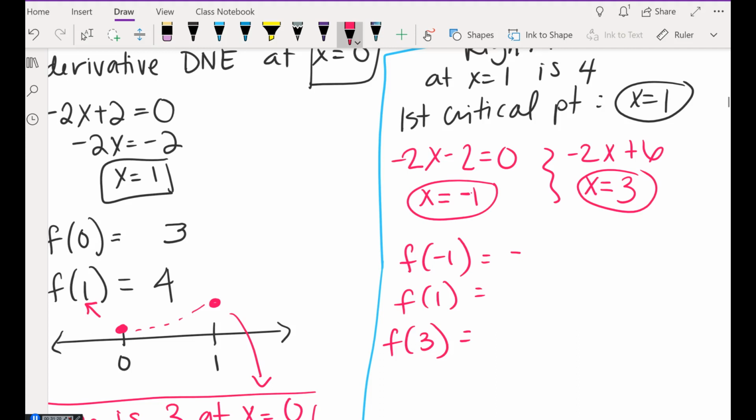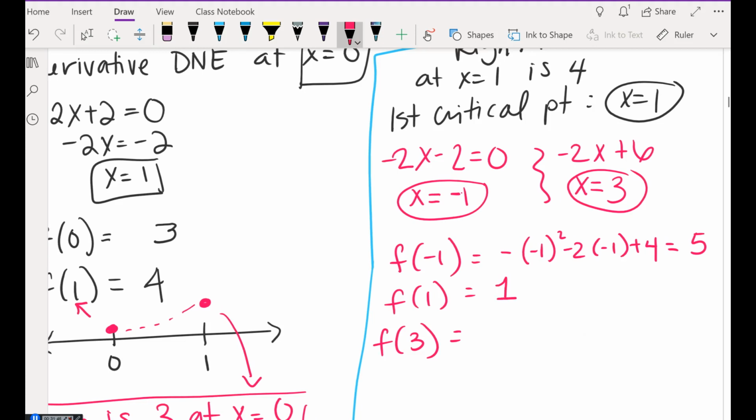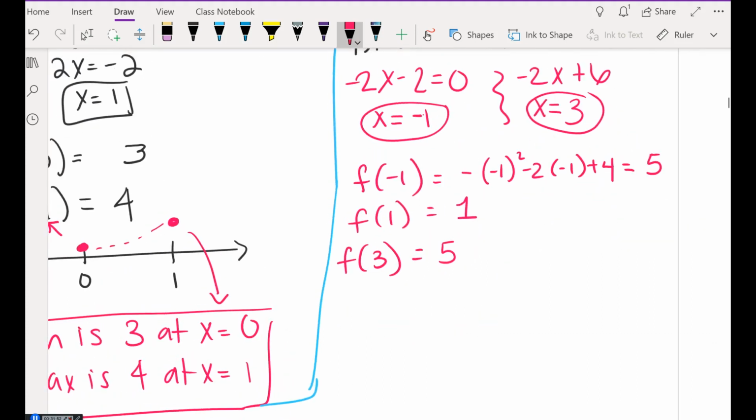You got 5? Okay, so when x is -1, first piece or second piece? First piece, so -1 squared, yay or nay? -2 times -1 plus 4. It is what? 5? Okay. When x is 1, f of 1, what is it? 1. Someone confirm that for me. F of 3? 5. Okay. Whoa, two that are 5. Let's see what's going on here.